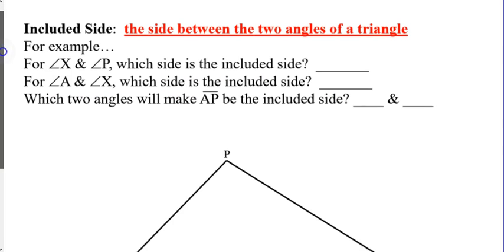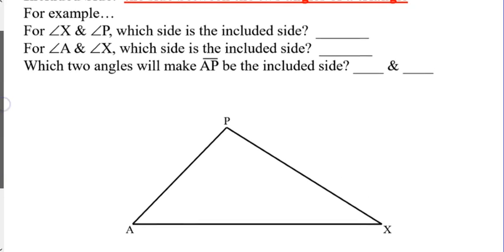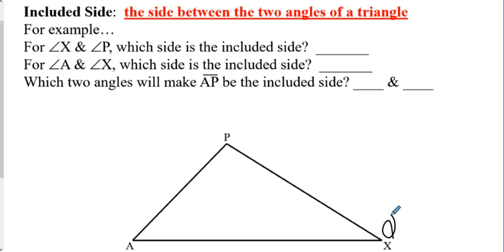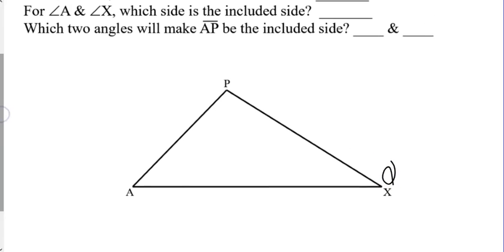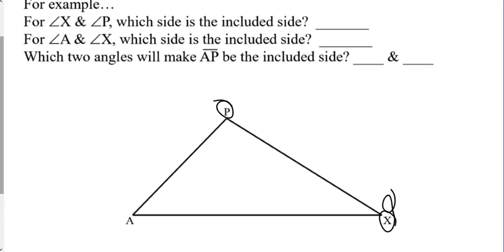All right. Included side. Just like yesterday, we had the included angle, which was the angle between 2 sides. The included side is the side between 2 angles. Pretty simple. So let's look at this. For angle X and angle P, what is the side that is included?